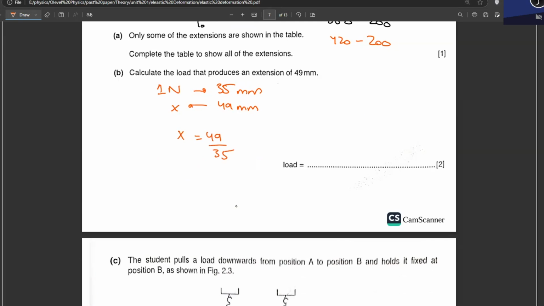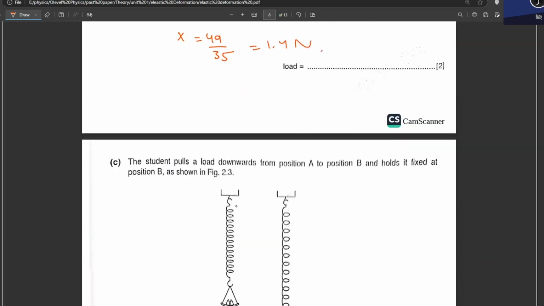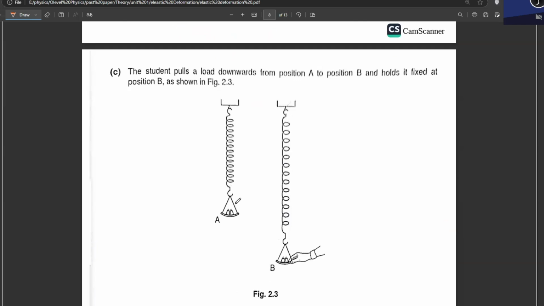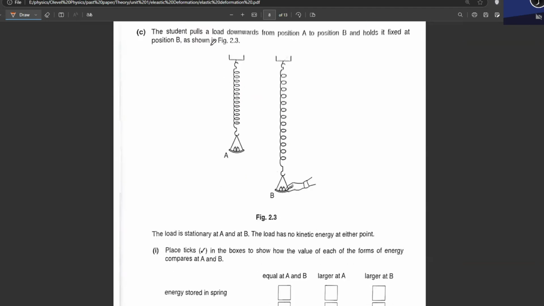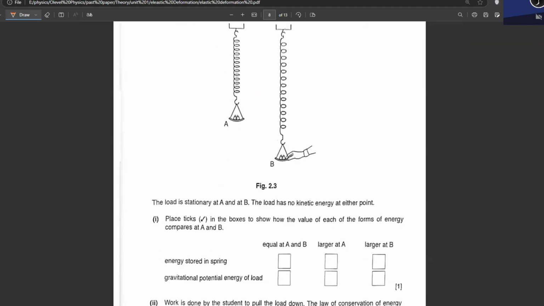This comes out to be 49 divided by 35. This is equal to 1.4 Newton as your load. Let's further move ahead. The student pulls a load downward from position A to B and holds it fixed at B, as shown in figure 2.3. It is stationary at A and stationary at B. The load has no kinetic energy at either point. It's pretty evident. At B and at A, there is no kinetic energy in this spring.